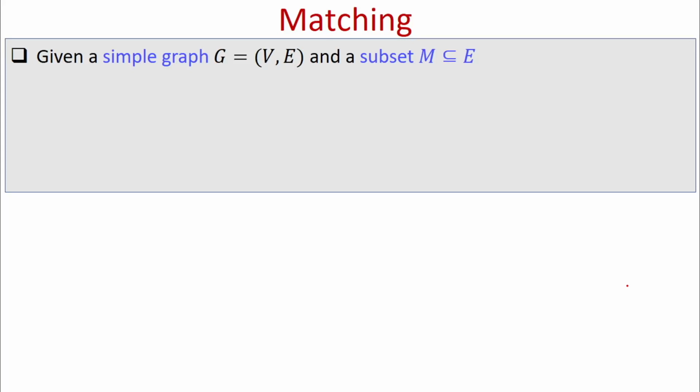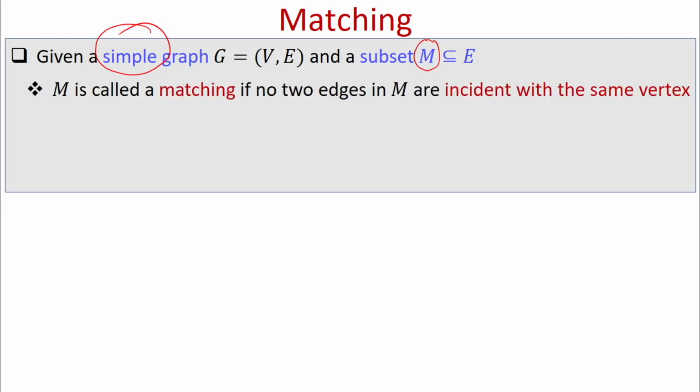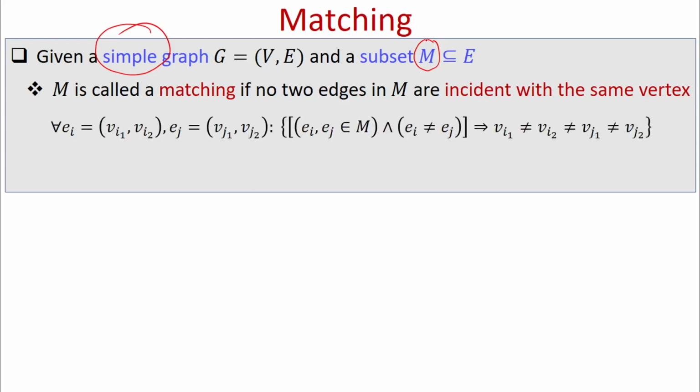So imagine you are given a simple undirected graph. That's important. Then a collection of edges denoted by M is called a matching if no two edges in this collection of edges M are incident with the same vertex. Formally, what I am saying here is the following. You take any pair of edges Ei and Ej belonging to the collection of edges that you have picked. If they are different, then all the four endpoints, the two endpoints of Ei and the two endpoints of Ej, should be distinct, they should be different.